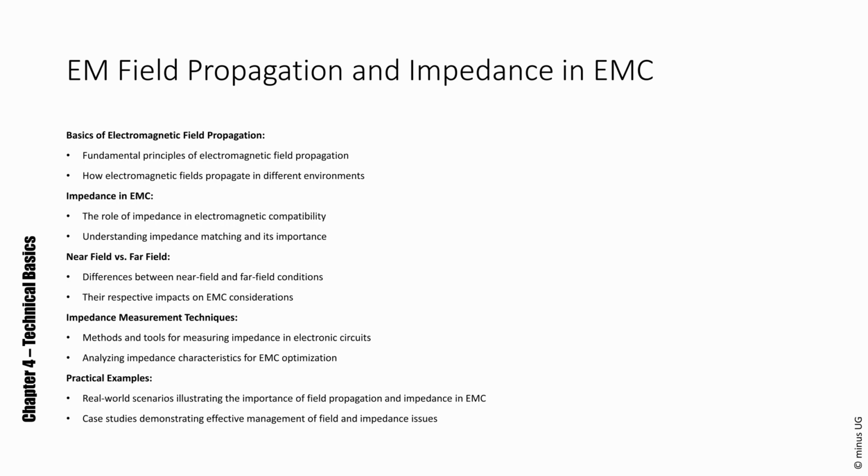Case studies may explore how specific impedance matching techniques in high-speed data lines have successfully mitigated EMI, or how the careful placement of components within the near field of an antenna has reduced unwanted coupling. These examples highlight the practical applications and considerations of electromagnetic field propagation and impedance in achieving EMC.